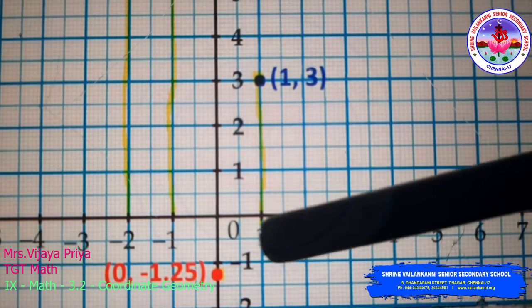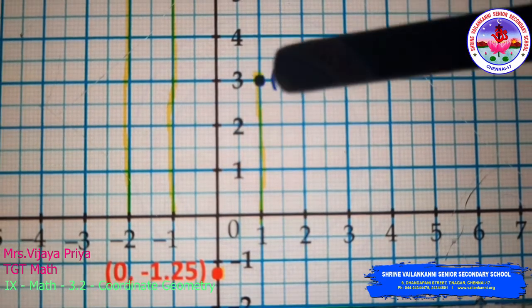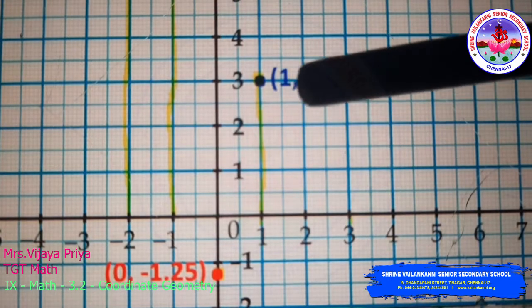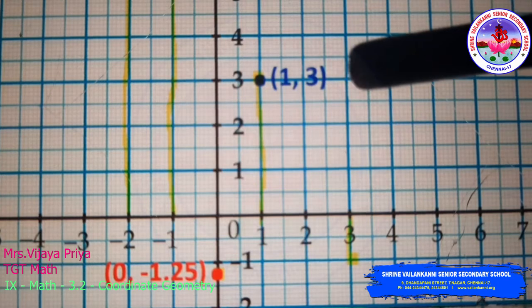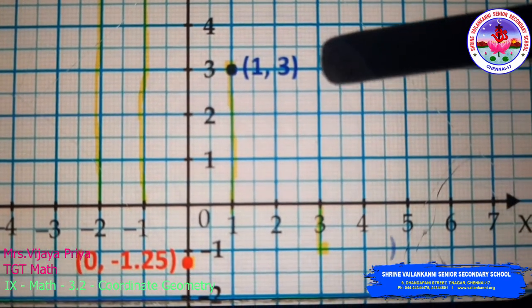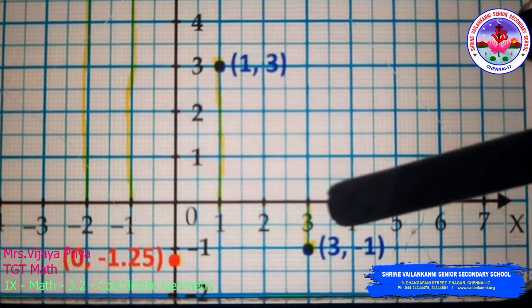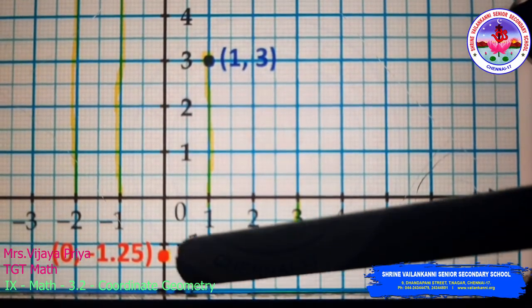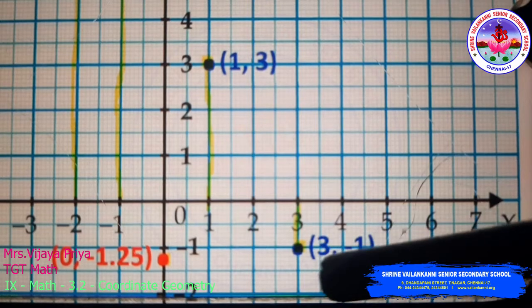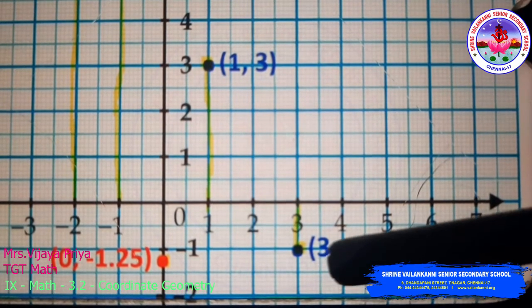So x-axis 1, going upward, y-axis 3. My intersection point is (1, 3). Now my fourth point is (3, -1). So now keep your point on x-axis 3, going down, y-axis will be -1. So the intersection of (3, -1) lies in the fourth quadrant.